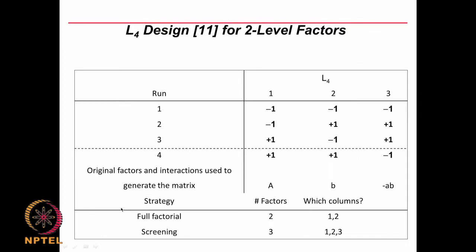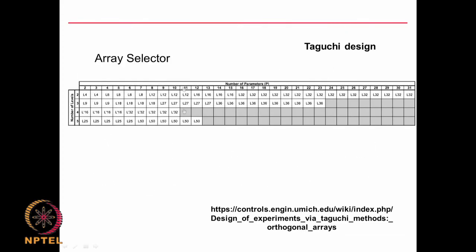So, the advantage of the Taguchi designs is that there are tables available, okay. We can use different tables depending upon the number of parameters and number of levels you have, okay. If the parameters are fewer than what is available in the table, we can ignore the extra columns, okay.